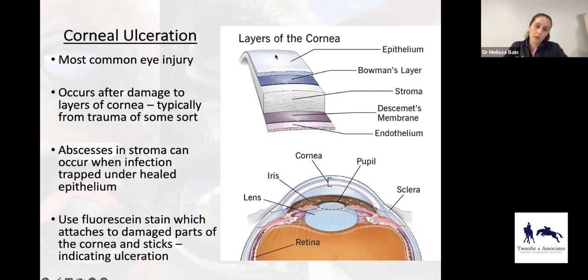And sometimes what can happen with ulcers, if it's deep enough to get into the stroma, the infection can form an abscess in that thick stromal layer. So the way that we normally detect ulcers, apart from the signs and symptoms, is using fluorescein stain. This is an orange stain that turns green once it hits the tear film. And it actually sticks to any sort of damaged layer of the cornea, except the endothelium. And then sometimes we get a donut, which means that it's a bit deep.